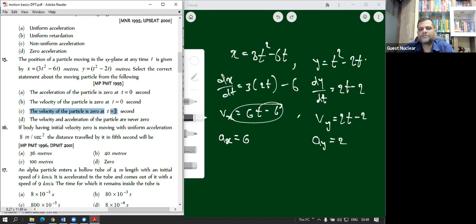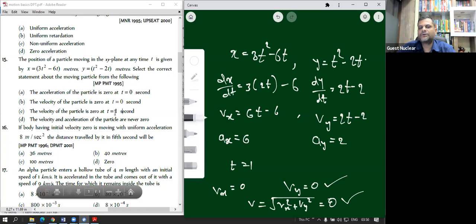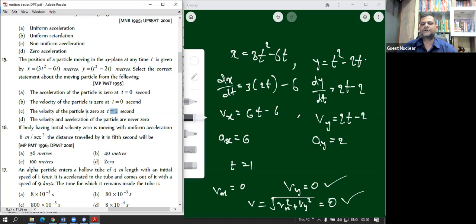The velocity of the particle is going to be 0 at t equal to 1 second. That is correct. Because if we put t equal to 1 in this equation, then we get Vx also 0 as well as Vy also 0. Because in this equation, if we put t equal to 1, we get 2 minus 2, which is 0. And Vx and Vy both become 0, so velocity v, which is going to be root of Vx square plus Vy square, will also become equal to 0 plus 0, meaning 0. And that's why we can say that the velocity becomes 0 at t equal to 1 second. That is the correct option here. So C will be the correct option of this question.